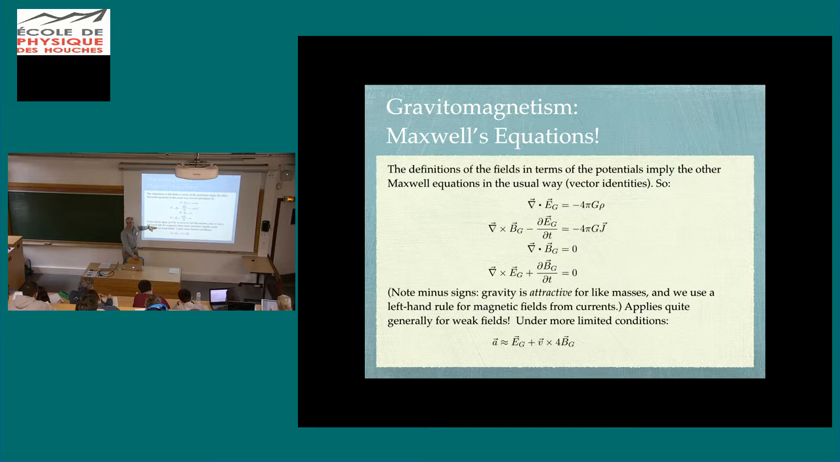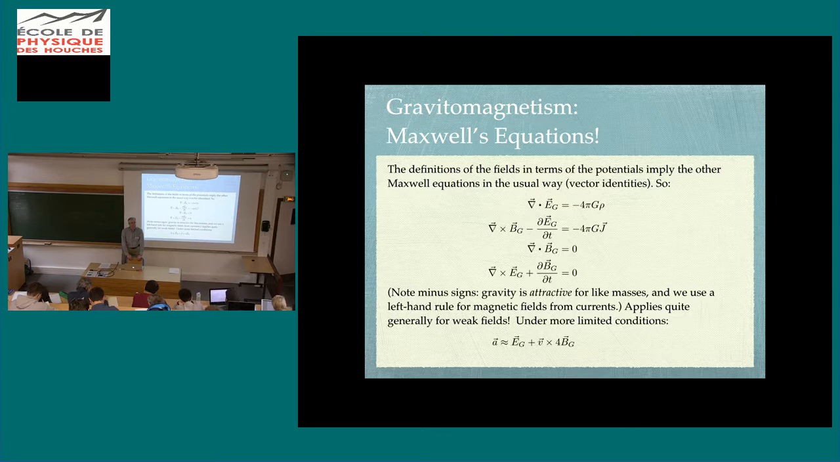Okay? So in terms of saying if I've got a mass current or an energy current going around, like I have a rotating star, instead of using my right hand to figure out the direction of the magnetic field, I use the left hand. Okay? Vengeance for all us left-handers. Finally, it works. Okay? So, this applies quite generally for weak fields. In other words, this part applies quite generally for weak fields.